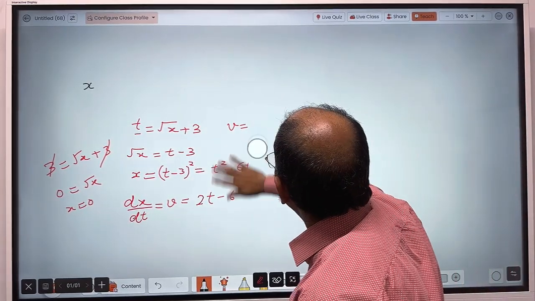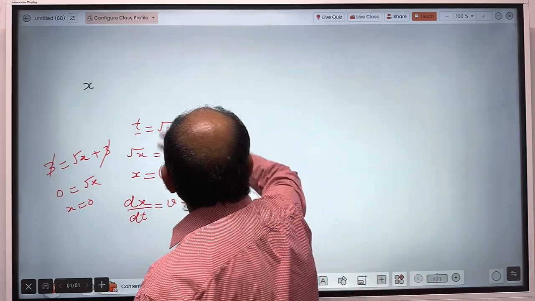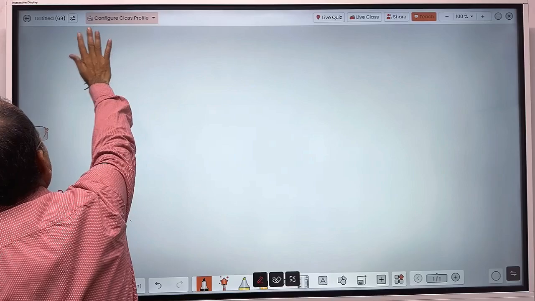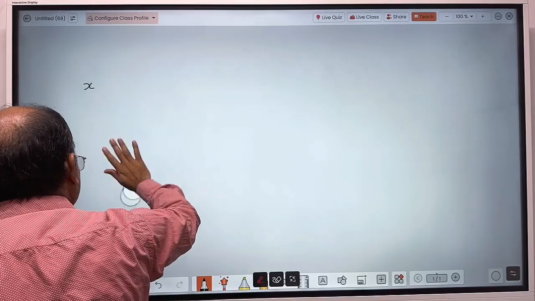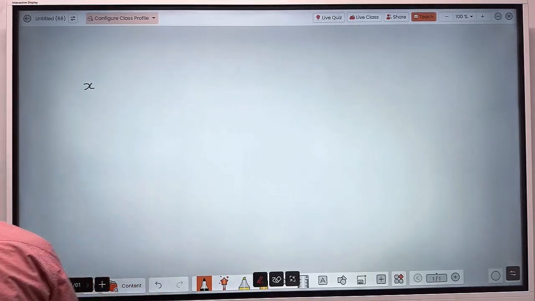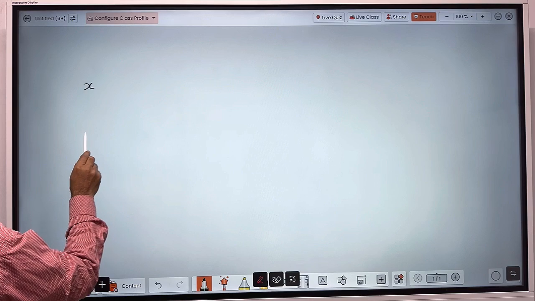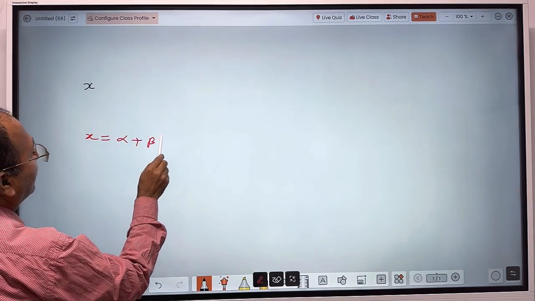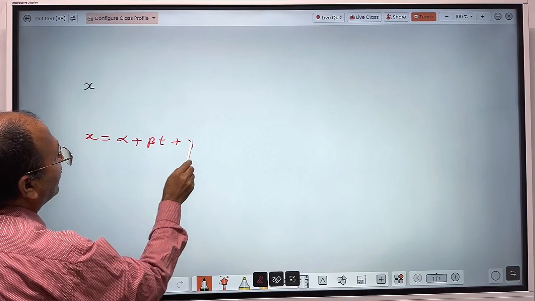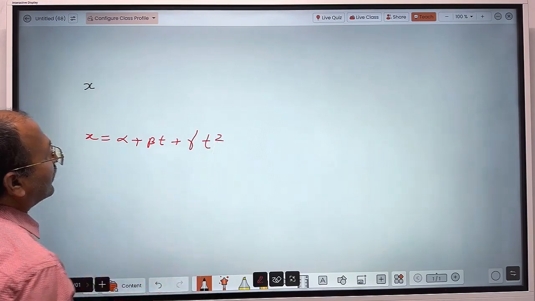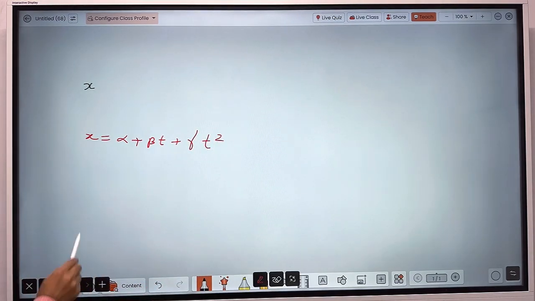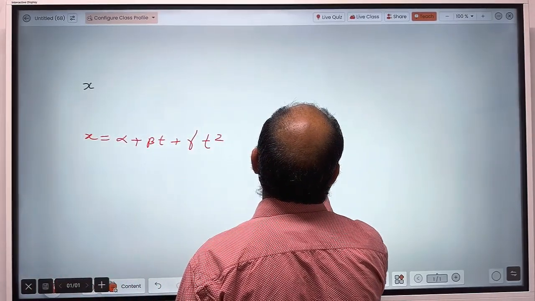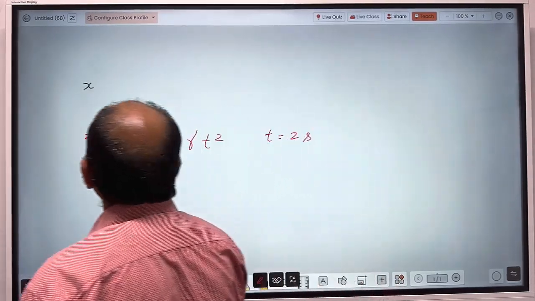Now we are going to consider another thing. Here we are given x equal to alpha plus beta t plus gamma t square. We have to find out velocity and acceleration when t equal to 2 seconds.